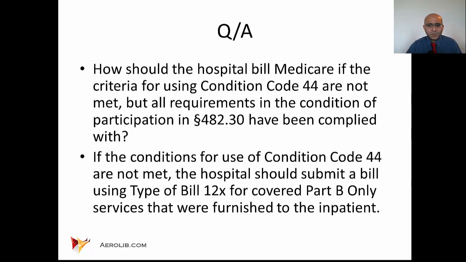So how should the hospital bill Medicare if the criteria for using condition code 44 are not met, but all requirements in the condition of participation have been complied with? In this particular case, if the CC44 conditions are not met, the hospital should submit a bill using type of bill 12X for covered Part B only services that were furnished to this beneficiary.